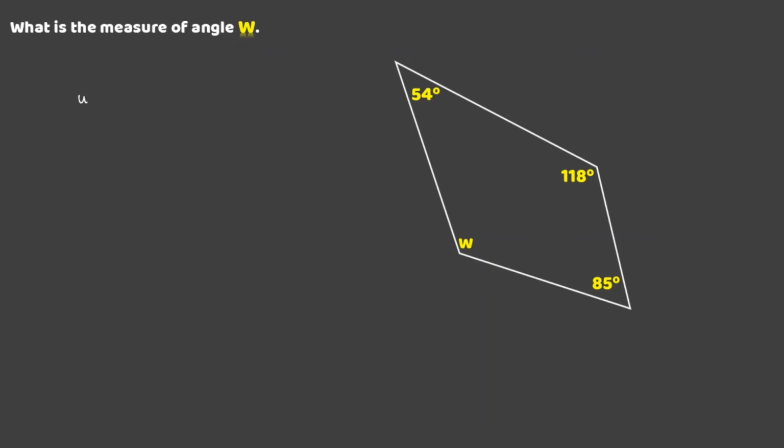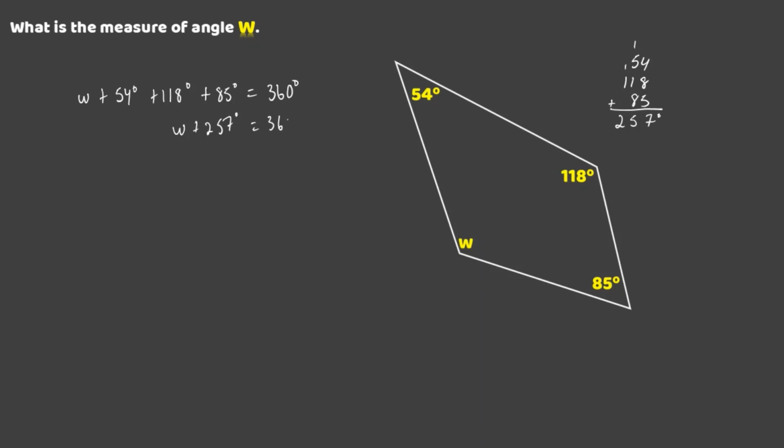And remembering that my angles all sum to 360 degrees, I'm going to write out my equation that my angle W plus 54 degrees, 118 degrees, and 85 degrees should all sum to 360 degrees. And again, we're going to sum the angles that are given to us to find out the total of their measure. 4 plus 8 is 12. 12 plus 5 will give us 17. Carry my 1. 5 plus 1 is 6. 6 plus 1 will give us 7. And 7 plus 8 is 15. And 1 plus 1 will give us 2. So the sum of my angles is equal to 257 degrees.